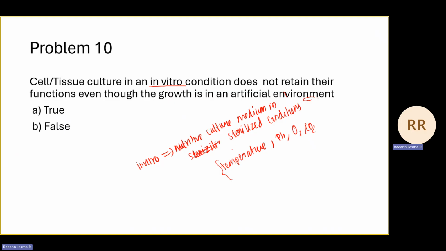If it is in vivo, it will mimic exactly all the conditions present in the particular organism in which we are studying. But in the case of in vitro, we are culturing the cells in some nutritive culture medium under sterilized condition. So we are not exactly mimicking the actual condition. However, whether we are growing in vitro or in vivo, when we want to study the cell or tissue culture, we want it to retain its original function, right? So even if it is growing in an artificial environment, only when it is retaining its function will you be able to study it.